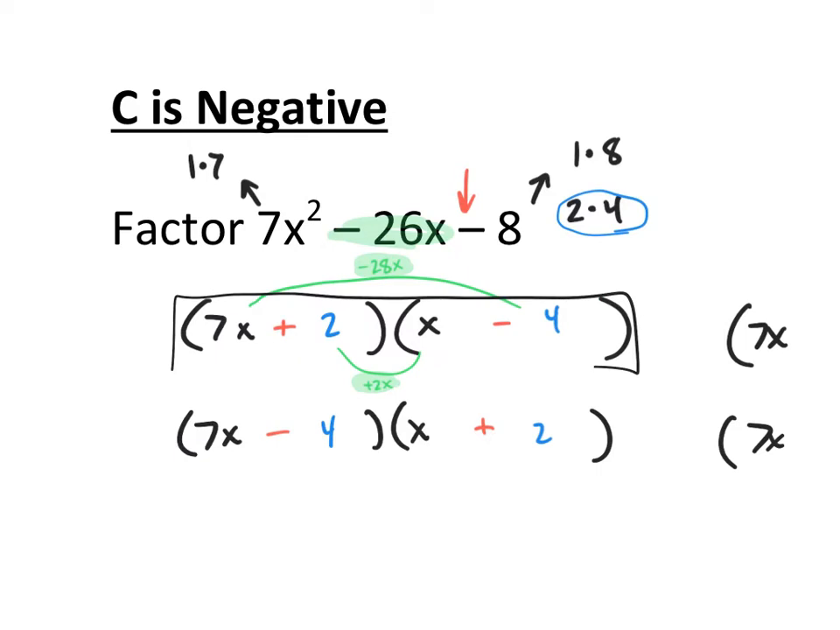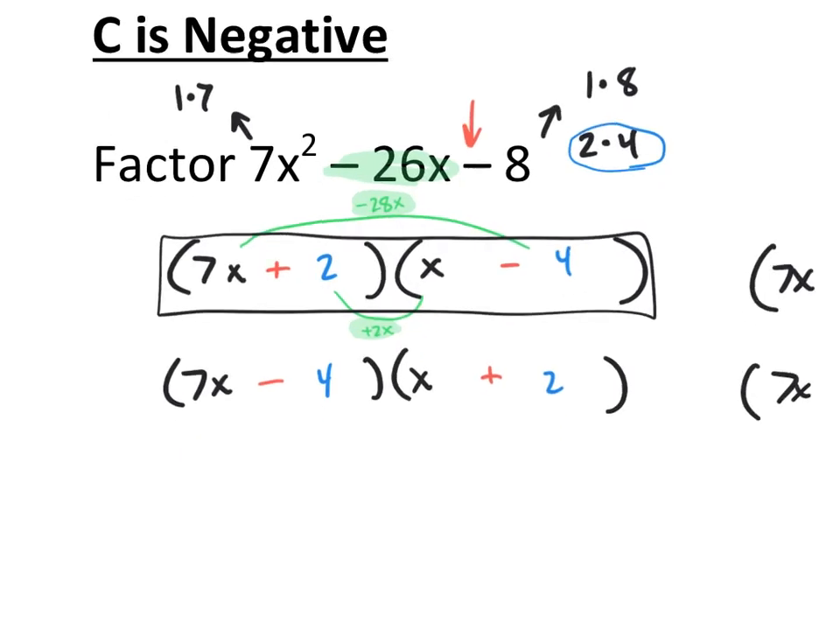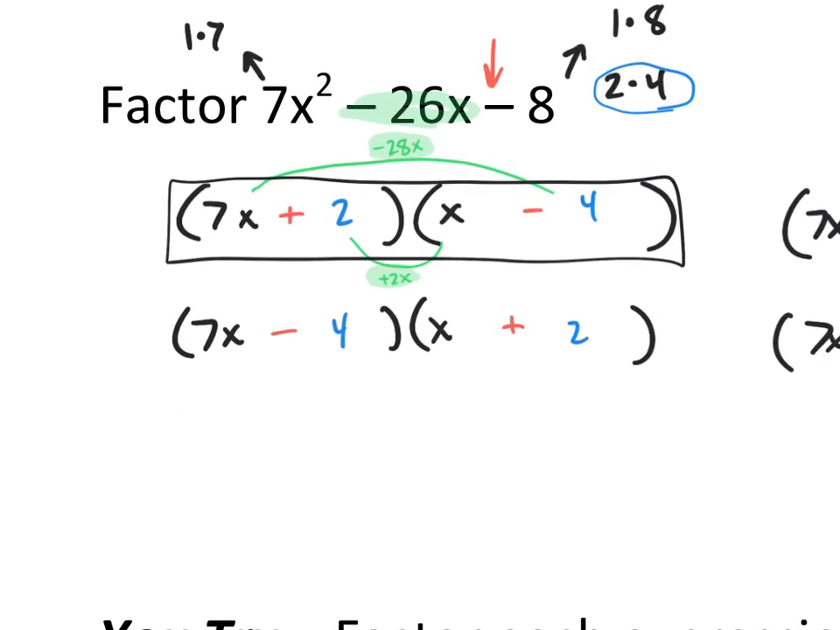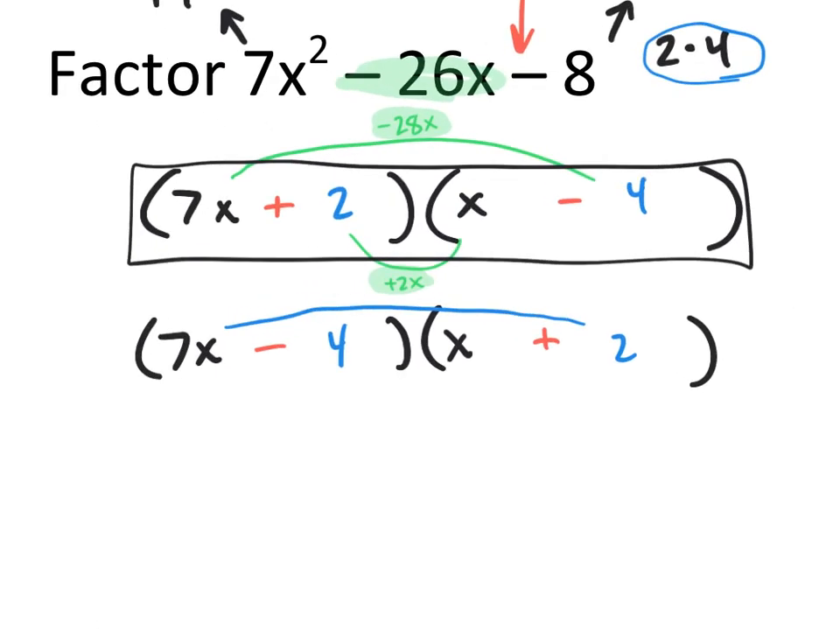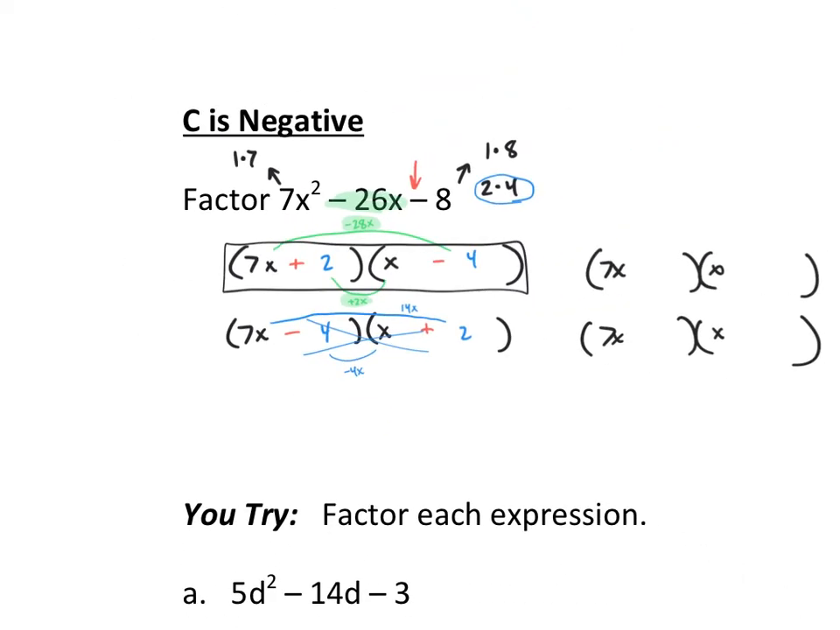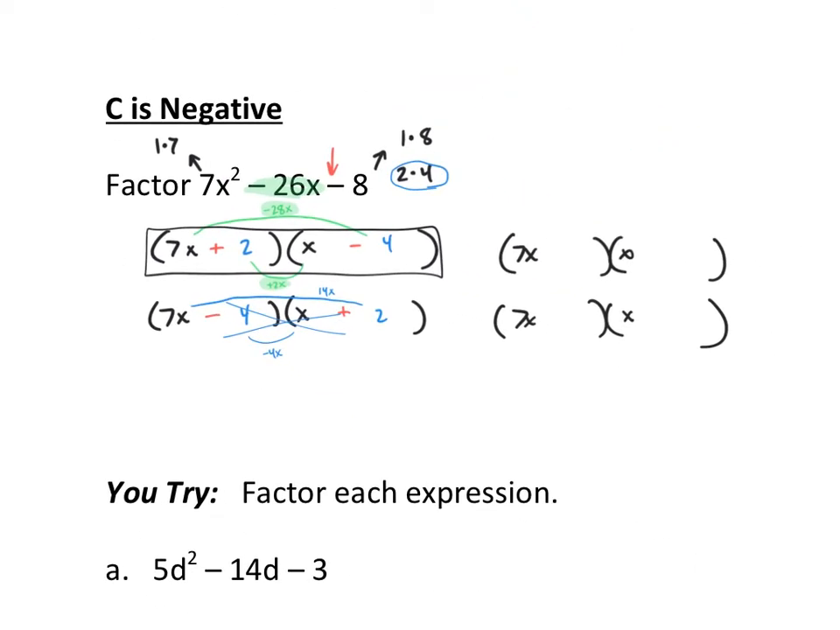Now sometimes you'll get lucky, and sometimes the very first one that you try will be correct. What that means for all of these other ones is that none of the other ones would work. So for this one, if I tried 7x times 2, I would have gotten 14x. Then I would have gotten a minus 4x. Those wouldn't have combined together to give me that middle term, so that one's wrong. And that means if you tried any of the 1s and 8s, they wouldn't work.